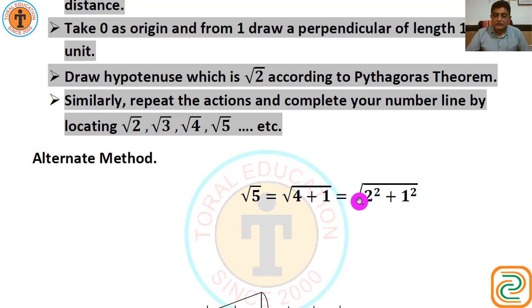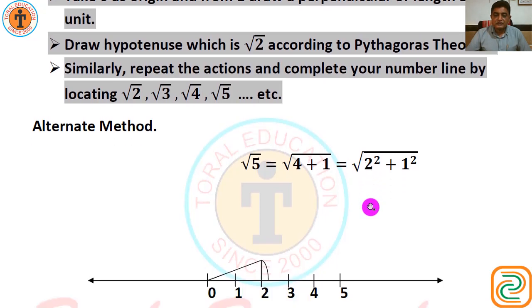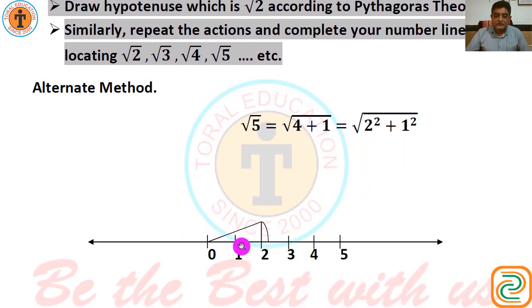So first of all, we have to take unit 2. Look. Unit 1, unit 2. Then we take a perpendicular of 1 unit. Then join 0 to this point. And taking O as center, mark an arc on the number line which shows you root 5 on the number line. Right? We can show any irrational number on the number line by this method.